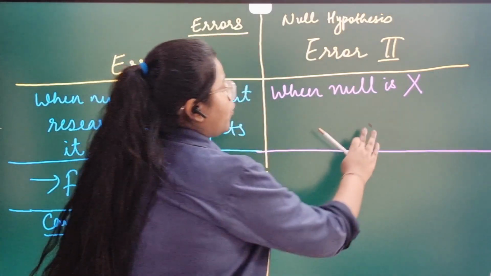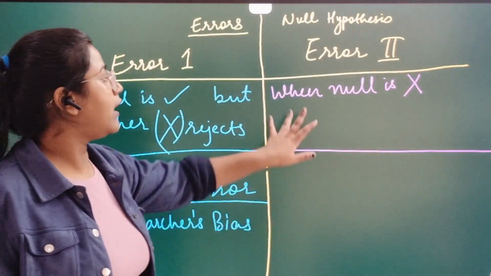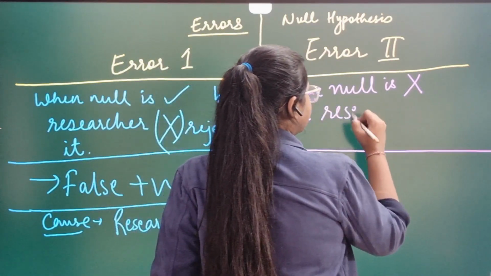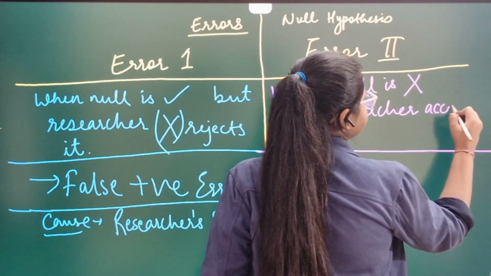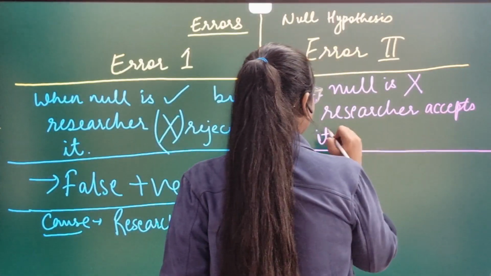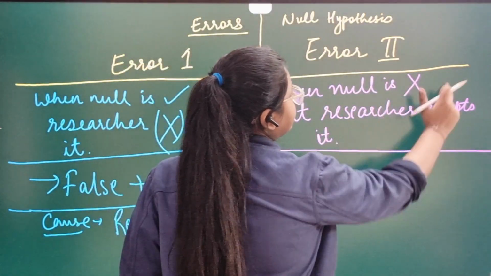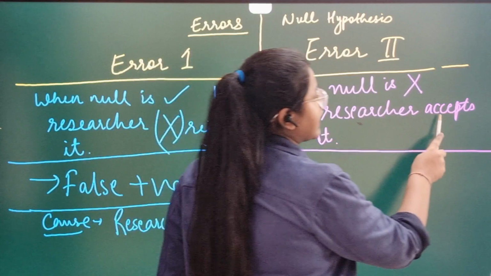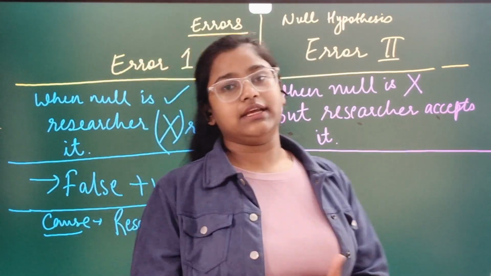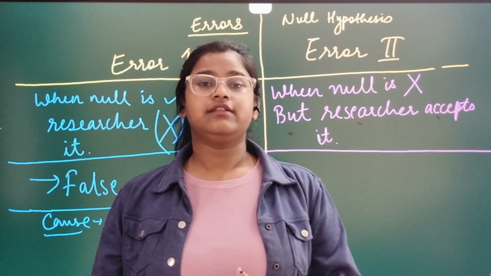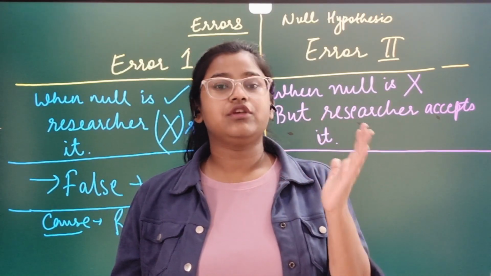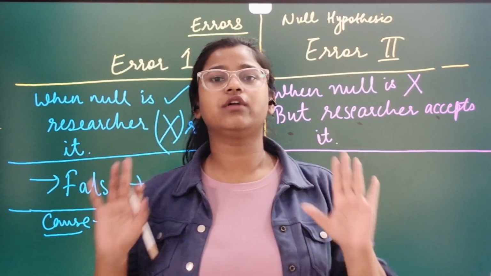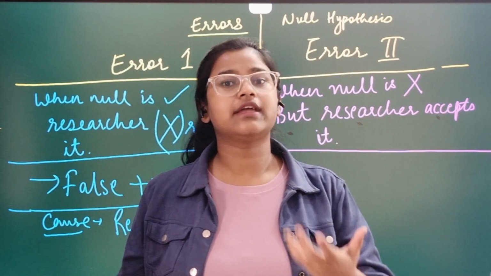Correct? What does error 2 say? Error 2 says when null is rejected but the researcher accepts it. So when null is rejected, we understood what that means, correct? But the researcher accepts it. It means that in reality, there is a significant difference in the relationship of IV and DV. But the researcher says that no, there is no difference. I accept my null hypothesis that there is no difference.